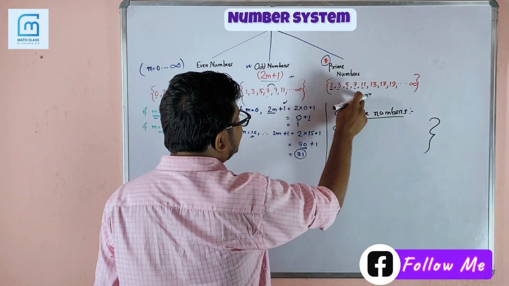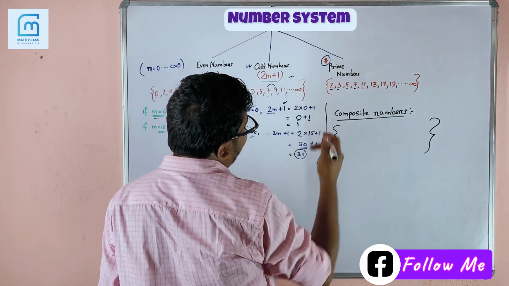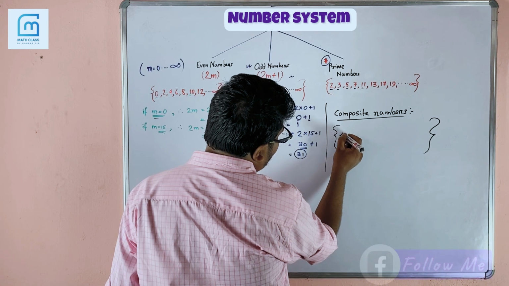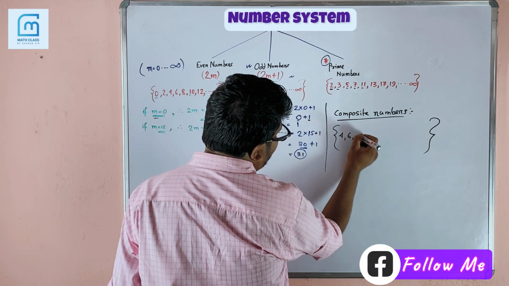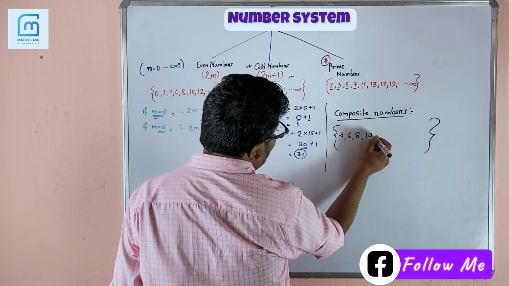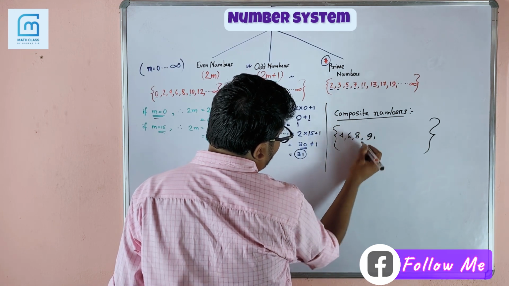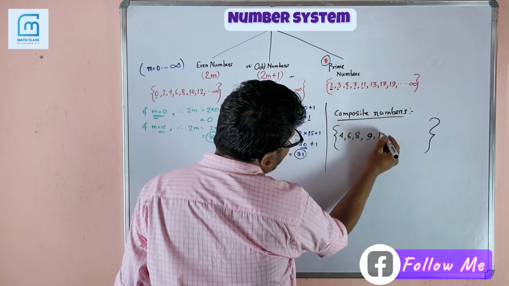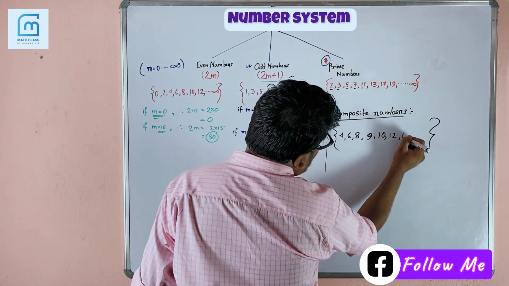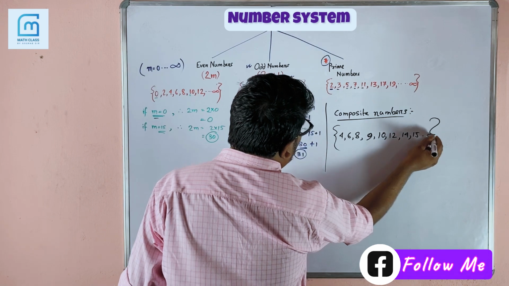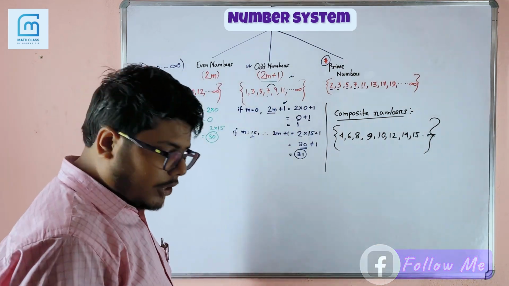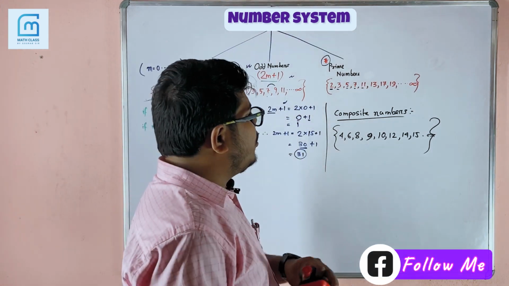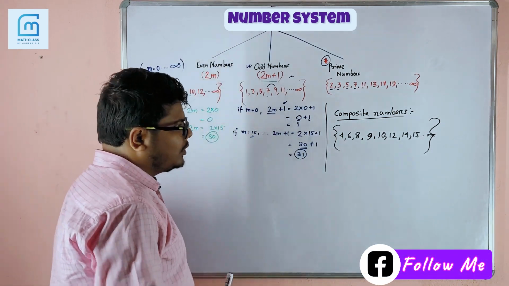So rather than this, the other numbers also will be composite numbers. You can say it can be 4, 6, 8, 10 and also 9. Sorry, 9 will be here because 9 is not in the set of prime numbers. So 9, 10, 12, and then 14, 15 and so on, they all will be composite numbers. Okay, other than the prime numbers, all other numbers are composite numbers.